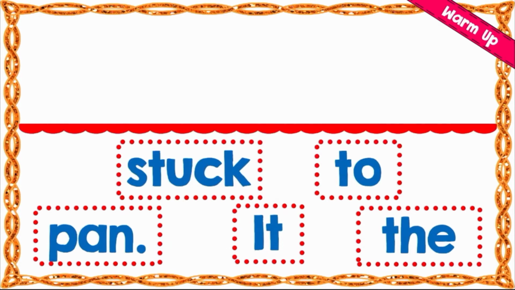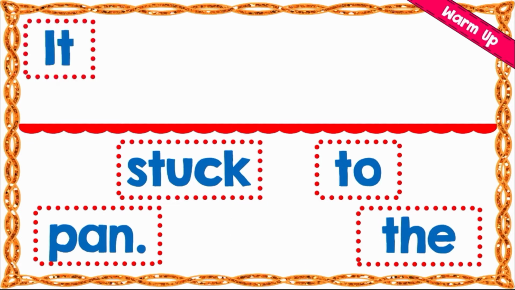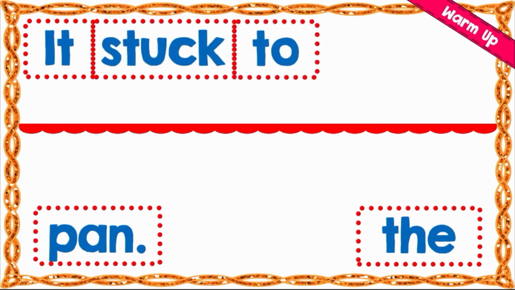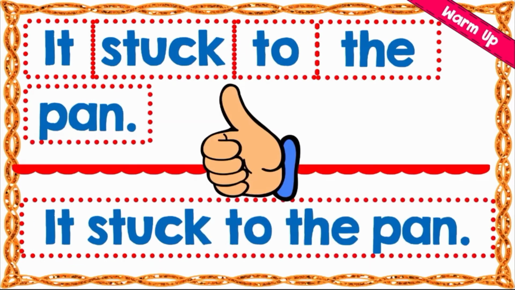The next one is stuck, to, pan, with a full stop: it, the. Stuck to pan, it the. You see, this sentence is scrambled. Now let's unscramble it to make it orderly arranged. It stuck to the pan. Full stop. You see, now it is what? Yes, it is unscrambled. The sentence is now arranged.